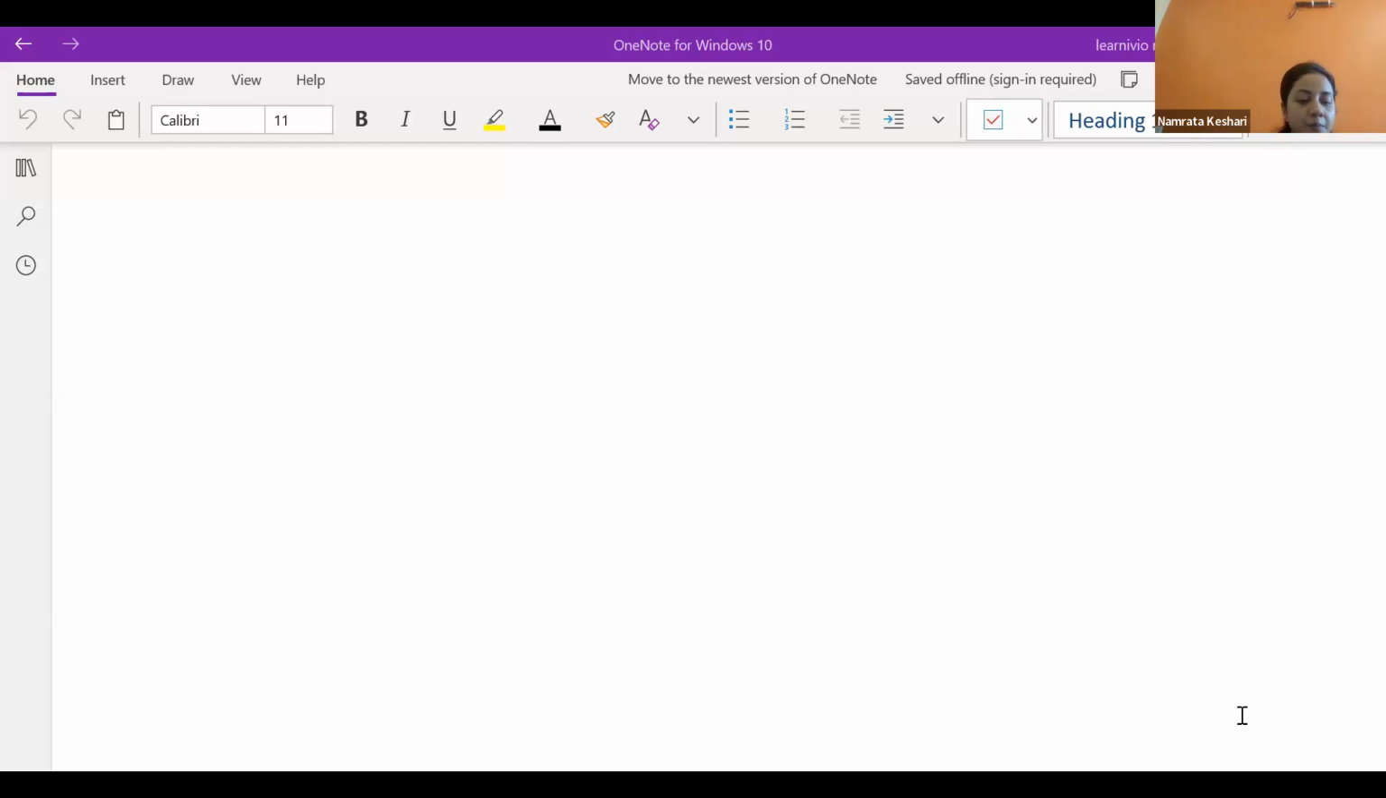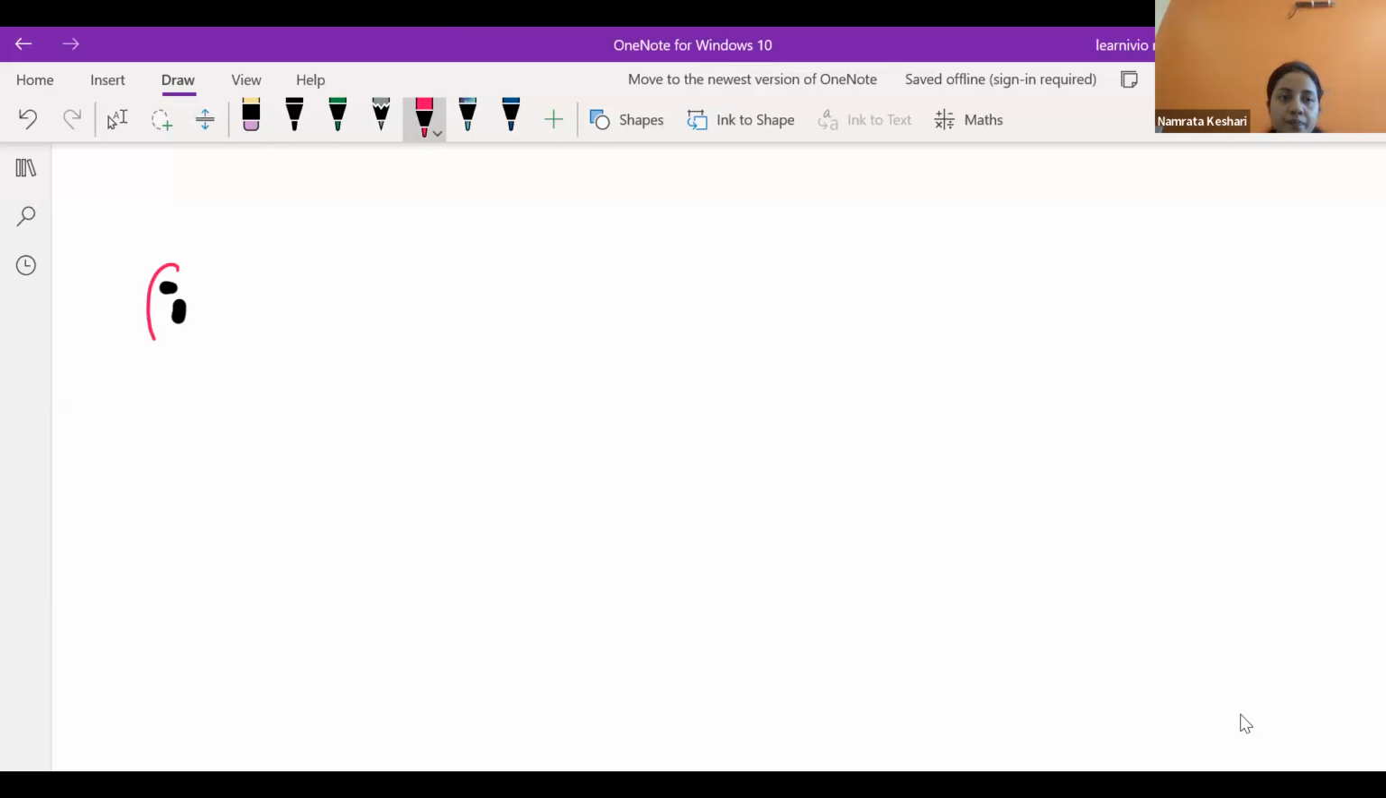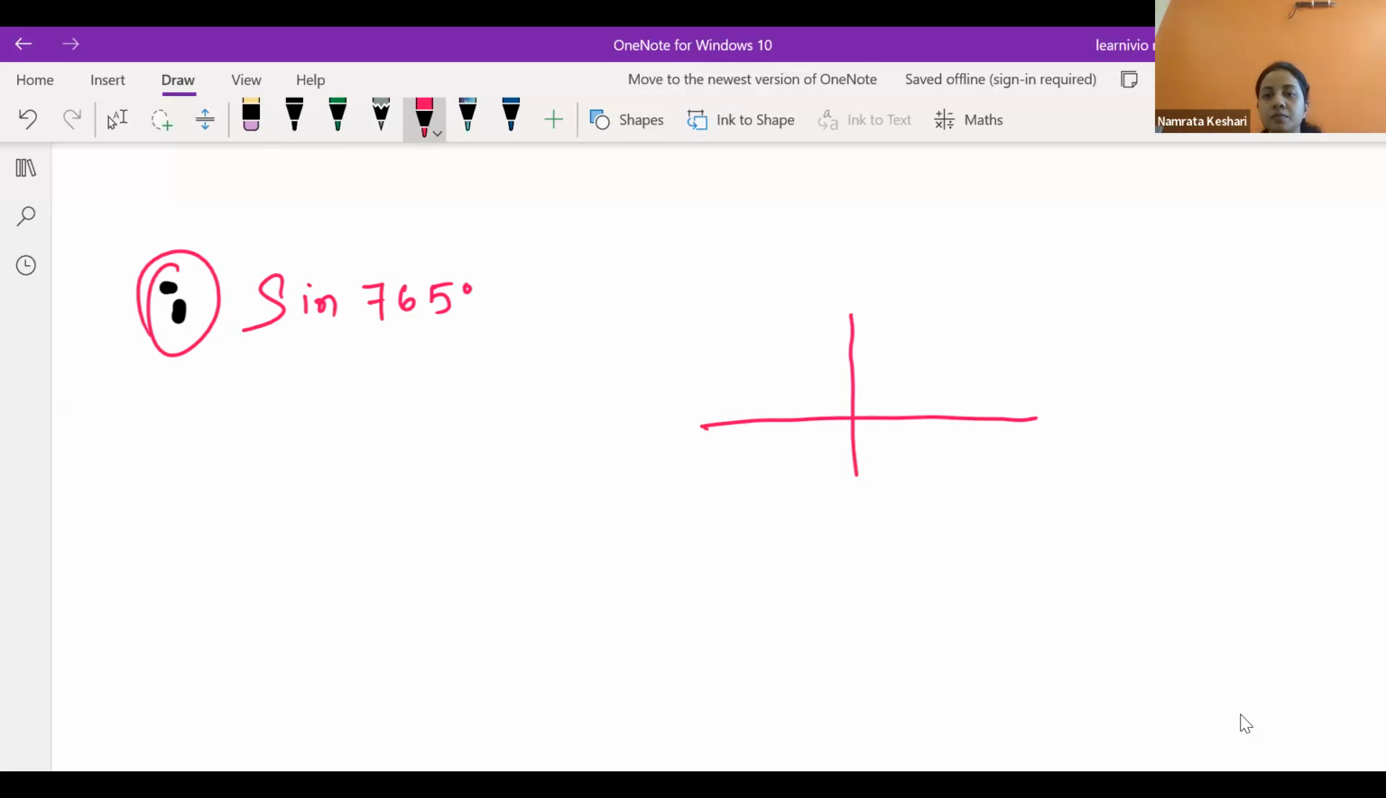So suppose we are having... I'm taking the first one. Suppose we are having sine of 765 degree. Okay. Now I'm drawing the quadrant first. You understand this is the first quadrant, this is the second quadrant, this is the third, and this is the fourth, right?